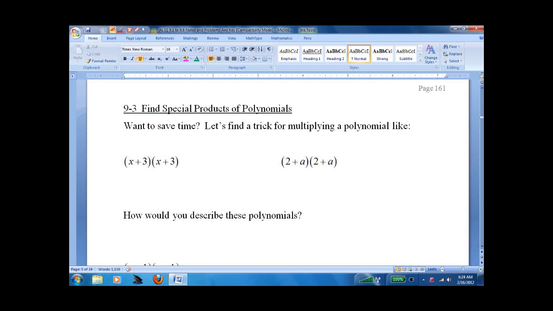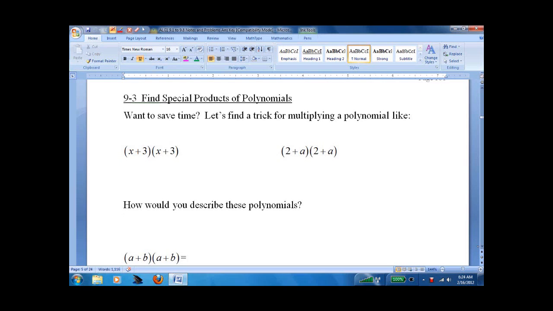Lesson 9.3, finding special products of polynomials. Now this is just multiplying polynomials, which you probably remember. We distributed the first x and we distributed the second. Well, we'll do that again in a second, but let's see if we can find a trick to save some time, especially for certain polynomials. For example, a polynomial where we have the same thing twice.